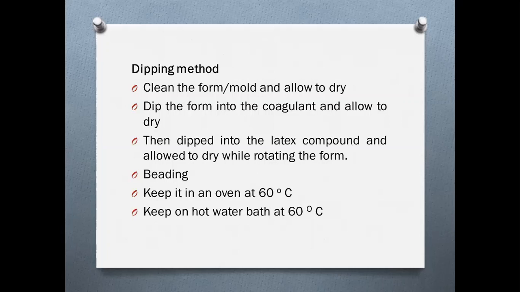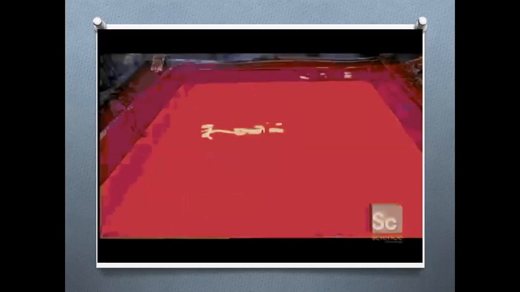So now we are going to show you a video regarding balloon production at industrial level, and have a look and get an idea about the production method. So this is the compounded latex with different ingredients and color pigments. The first thing, you have to clean the mold. These are the molds.